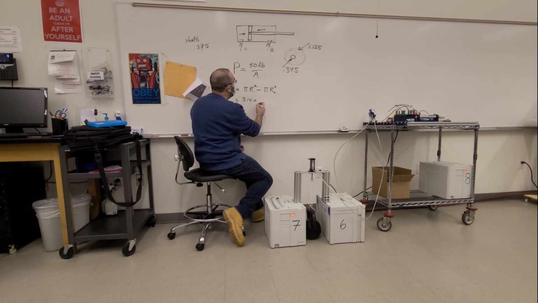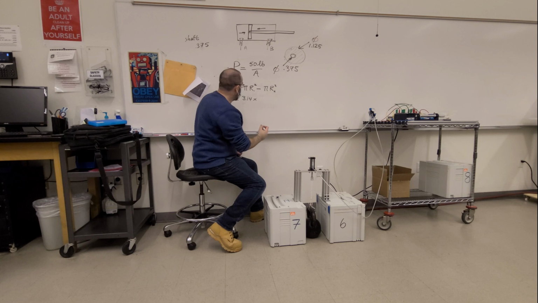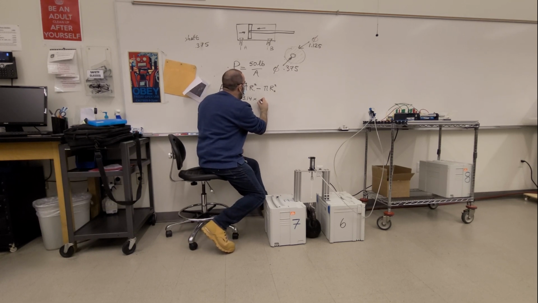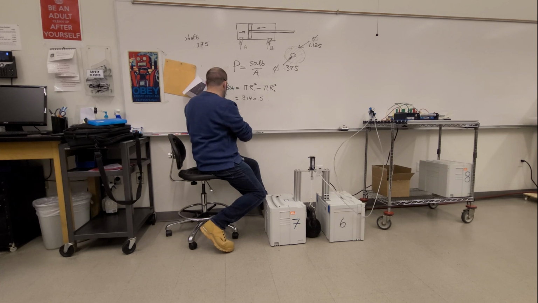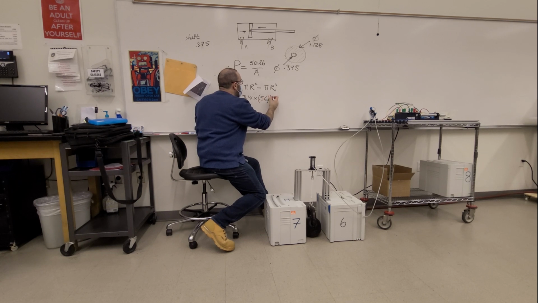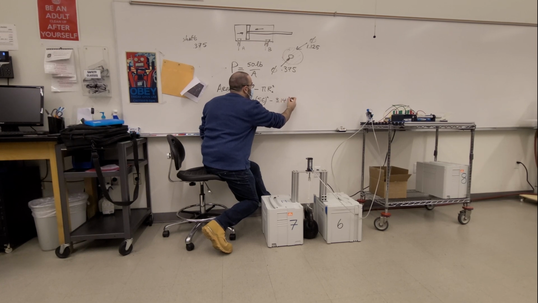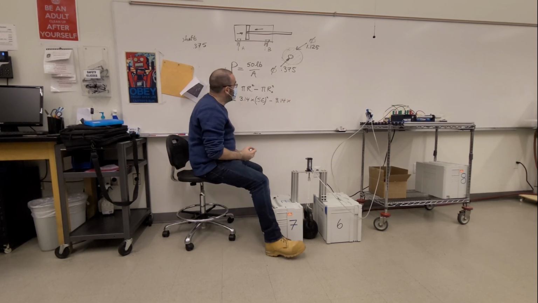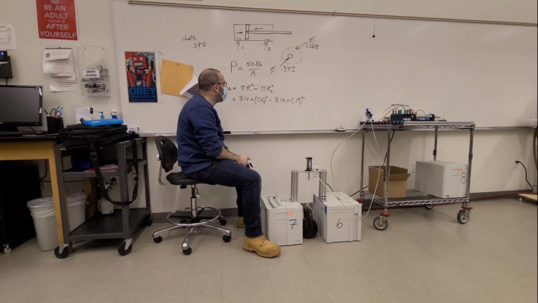So these are diameters. So R1 is going to be half that. It's going to be 0.565. 0.56 is good enough for me. Squared, minus 3.14 multiplied by 0.19 squared. What's 0.56 squared?